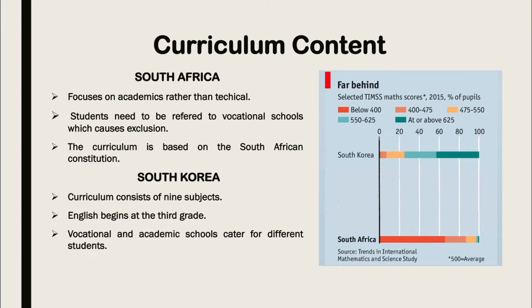When comparing curriculum content in both countries, South Africa focuses on academics rather than the technical side. In order to be in a vocational school, students need to be referred by their teachers. The South African curriculum has guidelines and educational aims for students from grade R to grade 12. South Korea's curriculum has 9 subjects. The English language begins in the 3rd grade. Vocational and academic schools cater for all their students, which shows inclusion.